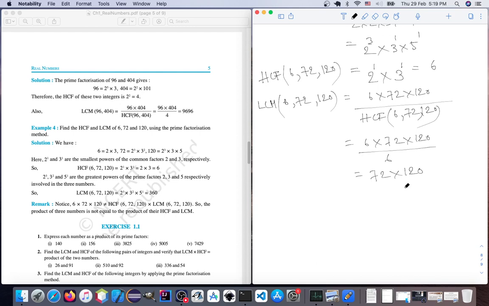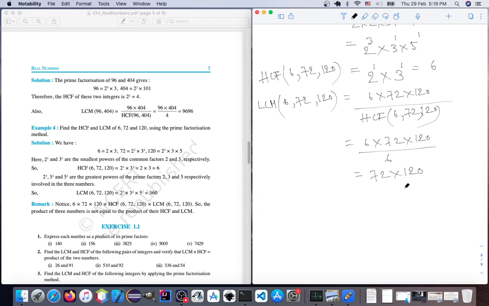So HCF is 6. LCM is 2 to the power 3, 3 square, 5, the greatest powers of the prime factors in the given numbers. So LCM is 360. Remark, notice 6 into 72 into 120 is not equal to HCF into LCM. So the product of three numbers is not equal to the product of the HCF and LCM.